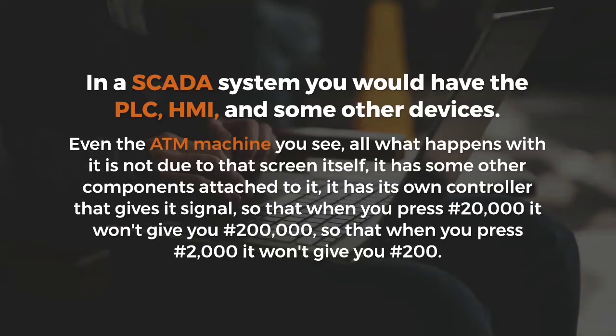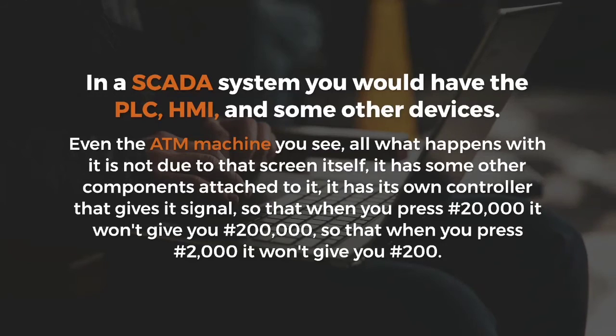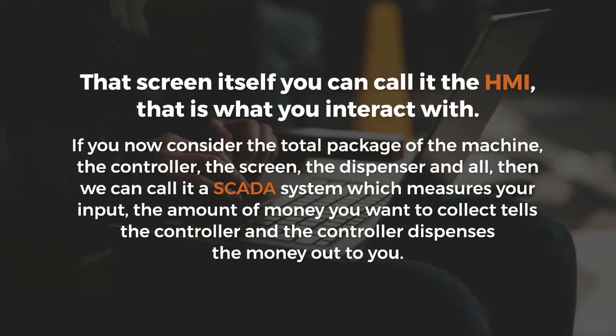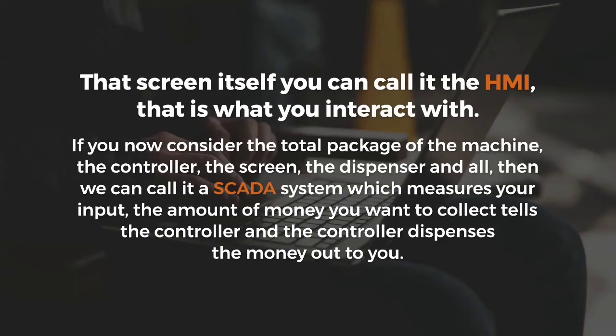Even the ATM machine you see, all that happens with the ATM machine is not due to that screen itself. It has some other components attached to it. It has its own controller that gives it signal so that when you press 20,000 naira, it won't give you 200,000 naira. So that when you press 2,000 naira, it won't give you 200 naira. That screen, you can call it the HMI. That is what you interact with. If you now consider the total package of the machine, the controller, the screen, the dispenser, and all, then we can call it a SCADA system, which measures your input, the amount of money you want to collect, tells the controller, and the controller dispenses it out.